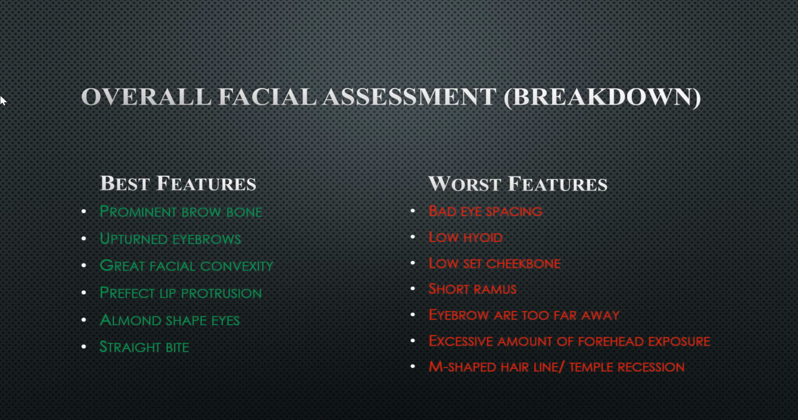All right, so for the overall facial assessment breakdown, let's start off with the worst features. So the worst features is the bad eye spacing. So her eye spacing is kind of too spaced out, far apart, which you will see later. She does have a very low hyoid bone. That is the bone that's situated right underneath the neck area. And that bone sticks out too far. If the bone sticks out too far, it's going to stretch out the neck, which also makes that angle more obtuse. So that is the submental cervical angle.